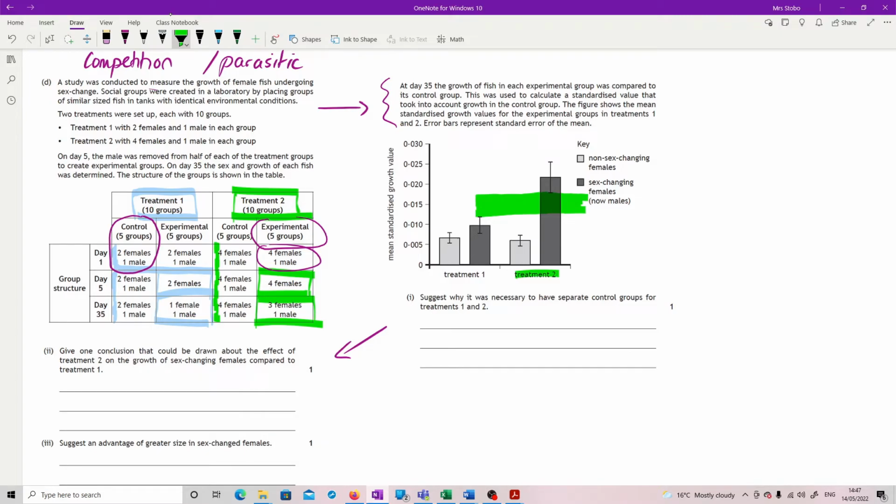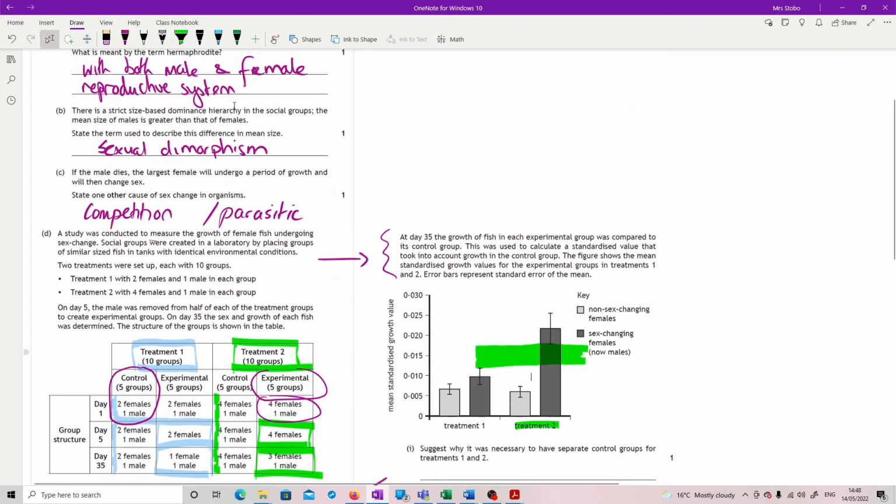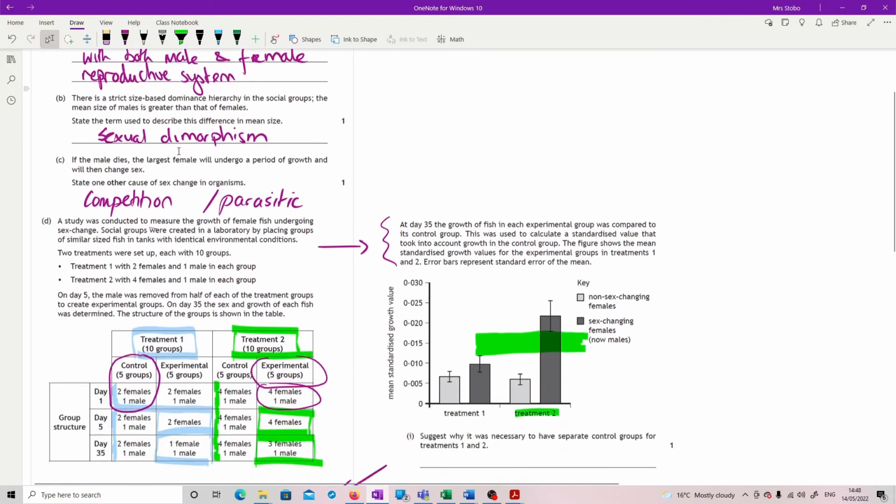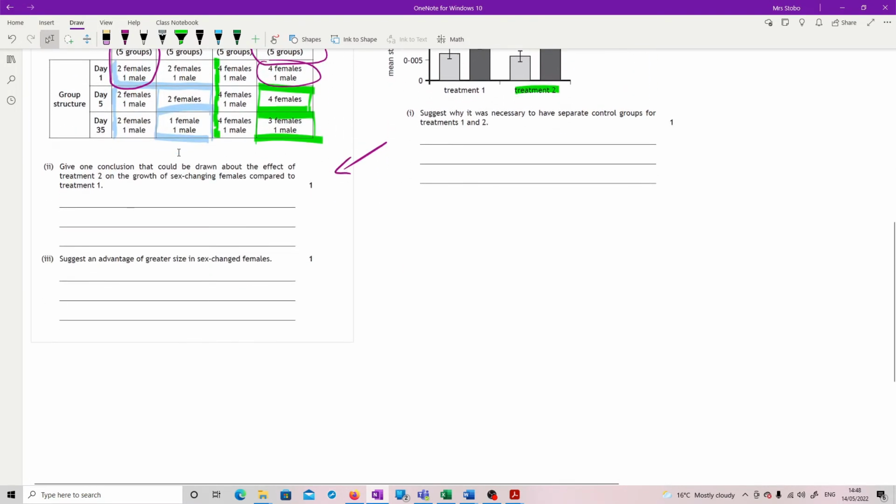Suggest an advantage of greater size in sex-changed females. Okay, so it tells you up the top here, each female defends a territory, and then it says, dependent on the population density of the species, a single male may defend a group of up to 10 neighbouring females. So if that male is having to defend, then that's what you're looking for, greater size. Greater size means that they're going to be able to defend greater territories or defend them better. And if it comes down to a normal setup for what you're expecting with female choice, then male-male rivalry is also in there as well.